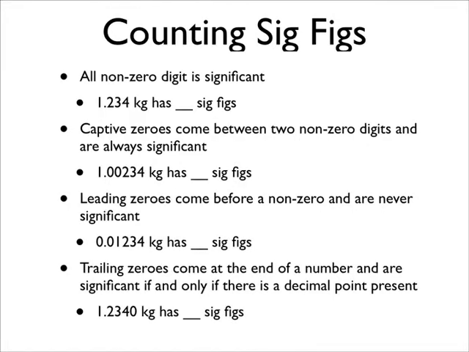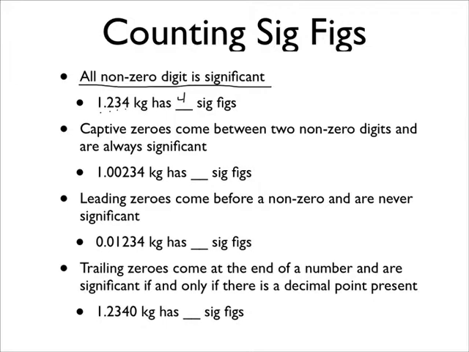We have some rules for determining the number of significant figures in a measurement. And to count the sig figs, this is actually pretty easy. So all you have to know are these rules. Anything that's not zero is significant. That's pretty simple. So the measurement 1.234 kilograms has 1, 2, 3, 4 sig figs. So anything that's non-zero, always significant.